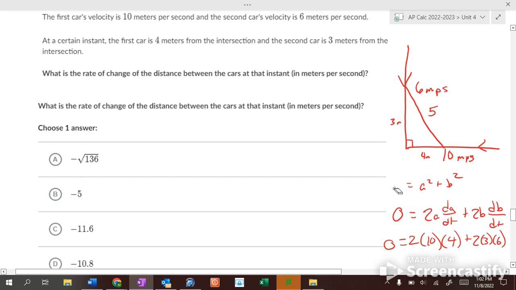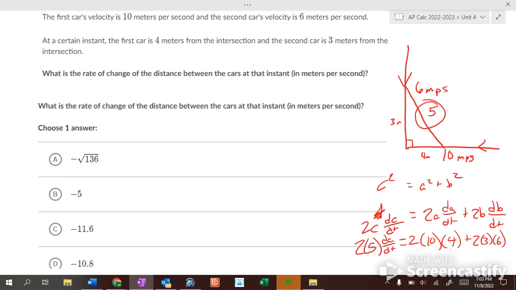Hmm, I mean, 0 could equal it. No, it's got to be... that's not right. So c squared, so it's 2c dc dt. So we know c is 5. 2 times 5 times dc dt. dc dt is how much closer they're getting over time. There we go. So 2 times 10 times 4. And one of these has to be negative, obviously.